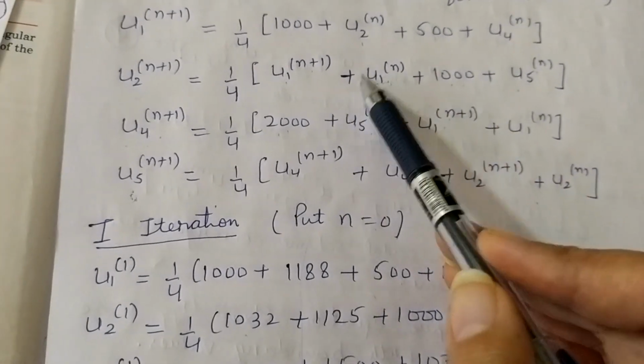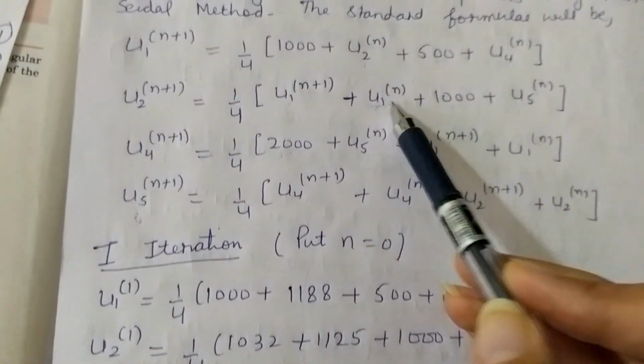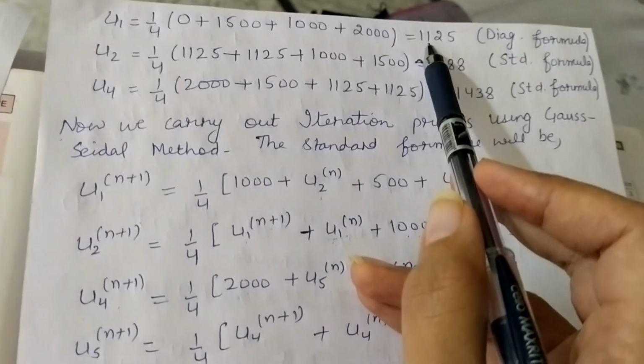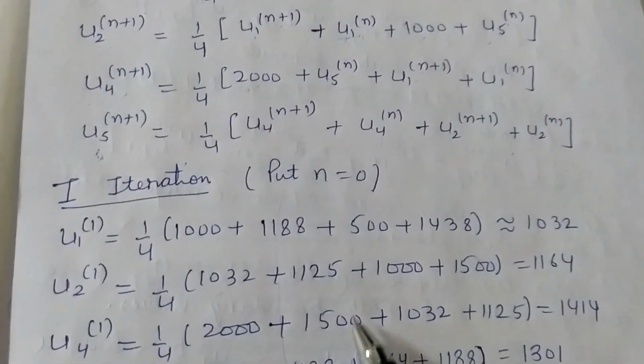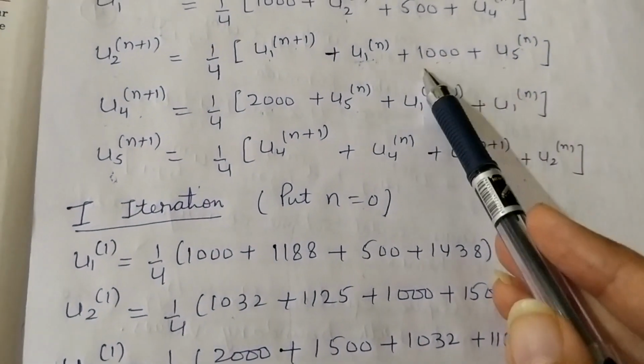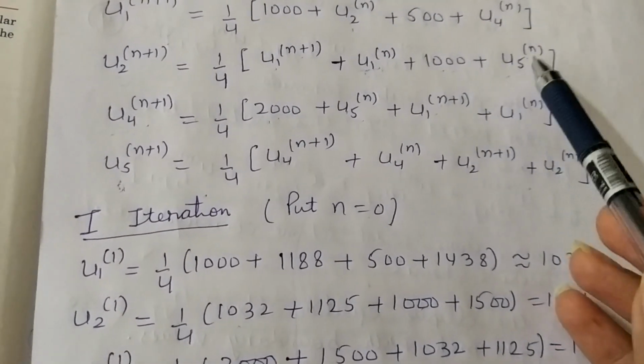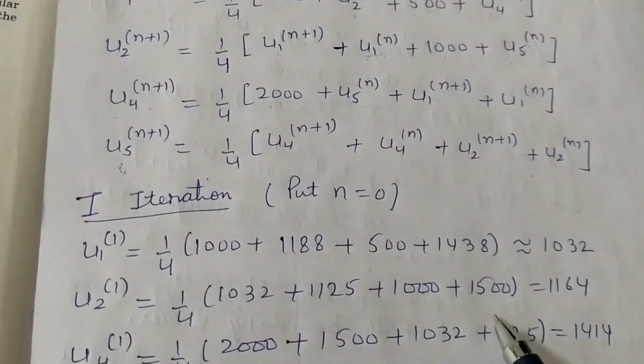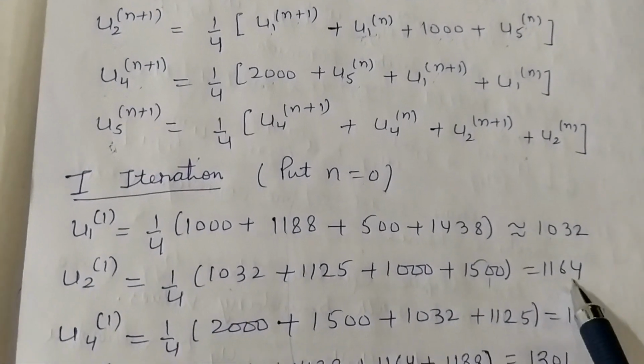Then it is u1 0. So u1 0 is the last value that I have calculated, 1125, so I will put it here. Then it is 1000 as it is. Then u5 0. So u5 0 was 1500. So put all the values, find out the value.